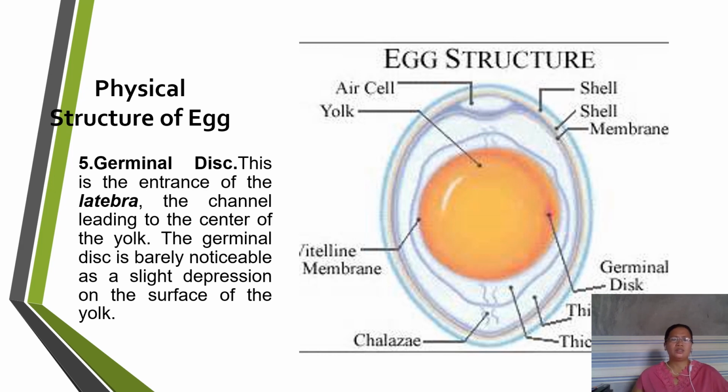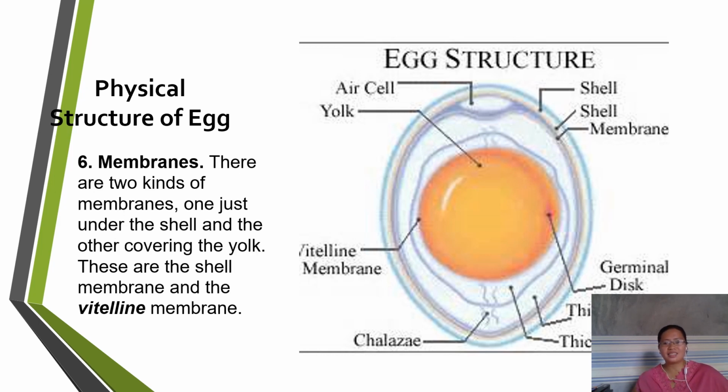Ayan. Usually, kasi kapag ang purpose natin, hindi naman lutuin yung egg. For example, your purpose is para maging sisiw siya. So, dyan na nade-develop yung fetus, yung sisiw. Dyan magsisimulang mag-develop sa germinal disc.